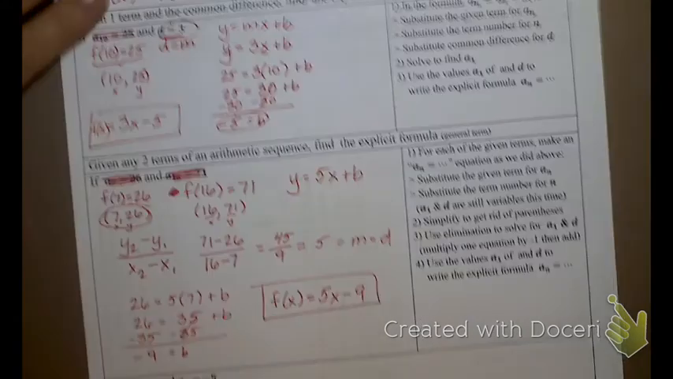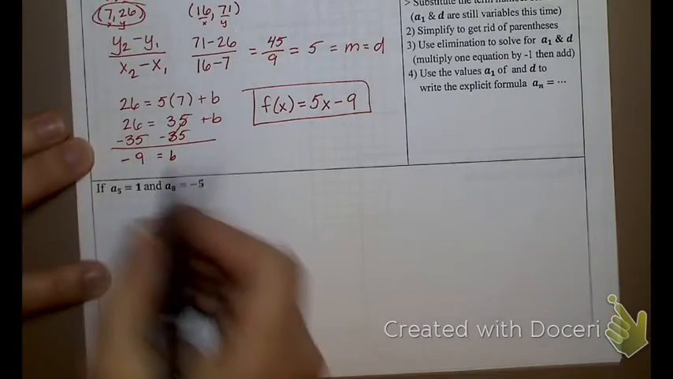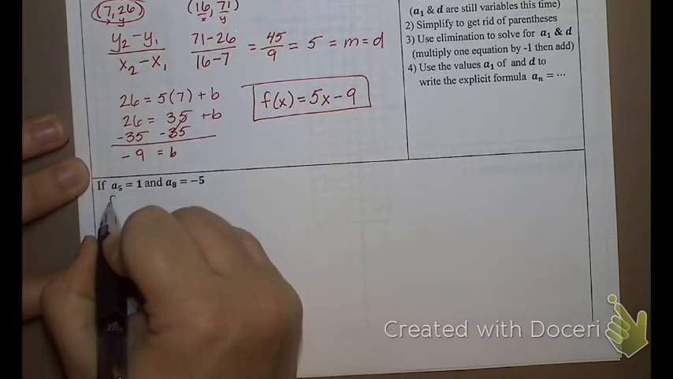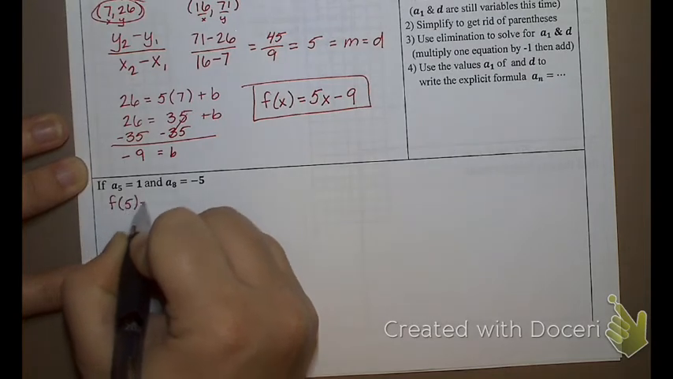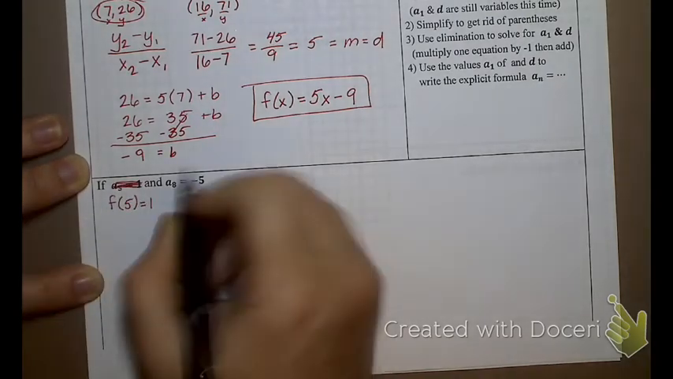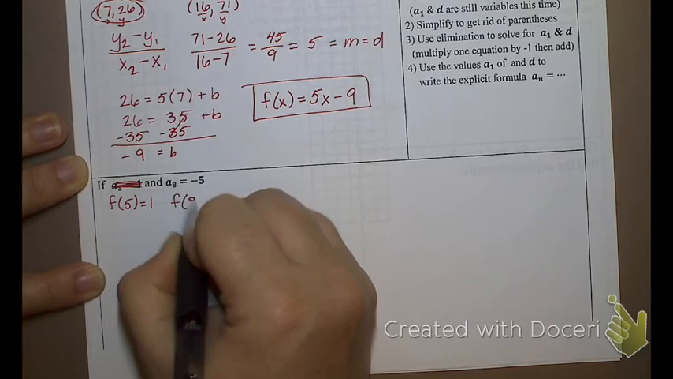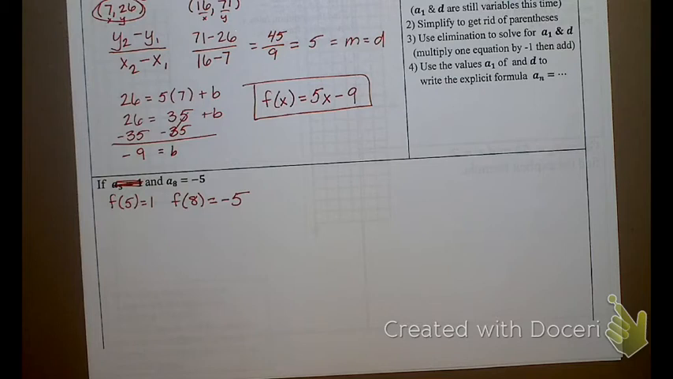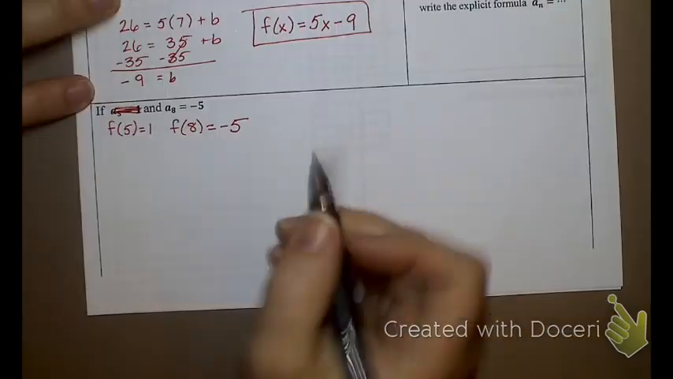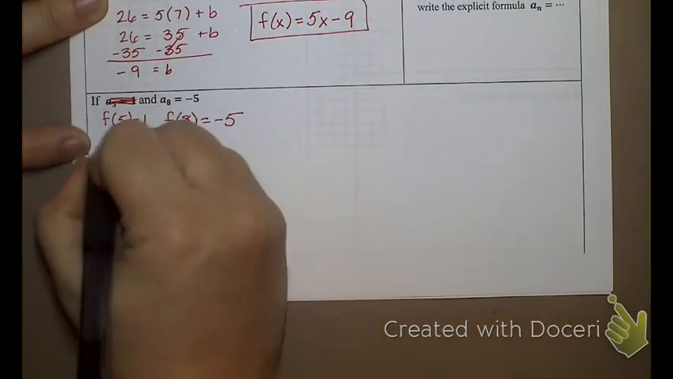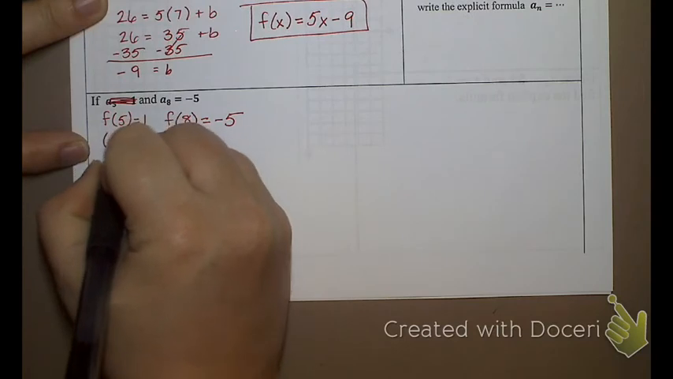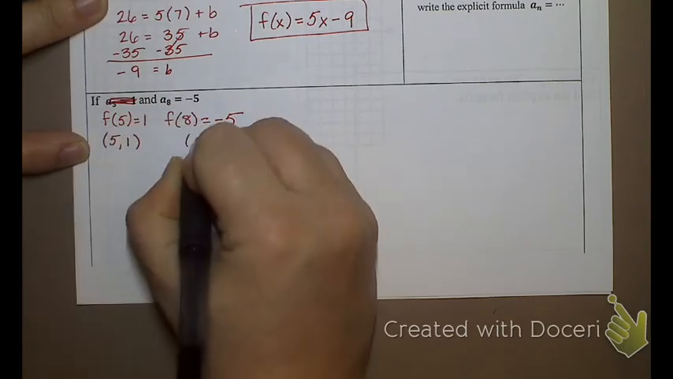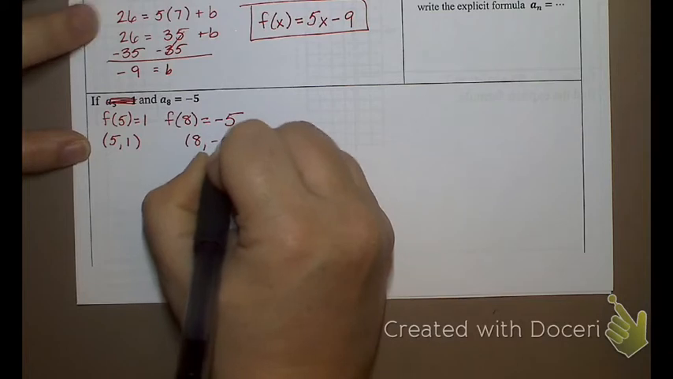Okay? All right, I want you to try this last one for a minute. Remember, f of 5 equals 1. And what would the other one look like? F of 8 equals negative 5. Go ahead and take a minute and try that one. All right, so what should I do first? Write these as points. (5, 1) and (8, negative 5).